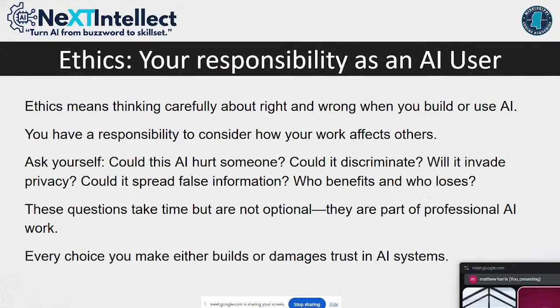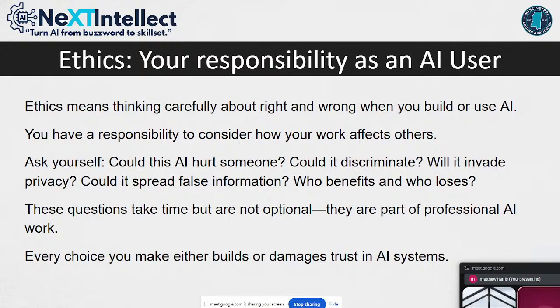Ethics, your responsibility as an AI user. Ethics means thinking carefully about right and wrong when you build or use AI, because AI doesn't have that sense of right or wrong. So of course we're the human element in this, and checking. We have a responsibility to consider how our work affects others.